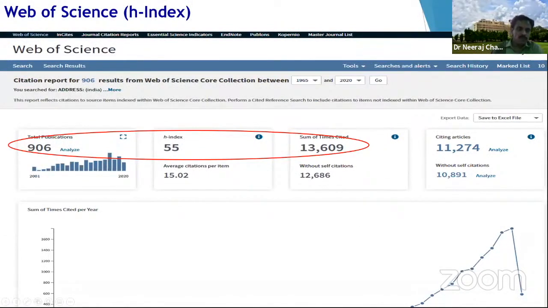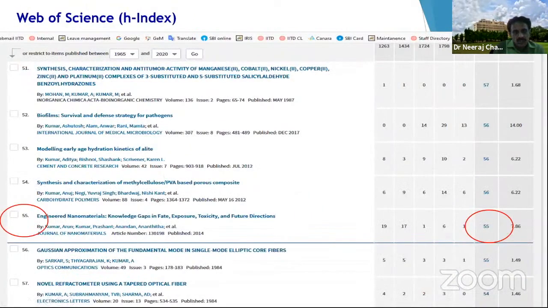Similarly, in Web of Science as well, you can see this author has 906 publications and received 13,609 citations. His H index is 55. You can see the H index here. This blue line is there because his 55 papers have received 55 or more citations. So this is how the H index is automatically calculated by Web of Science or Scopus.